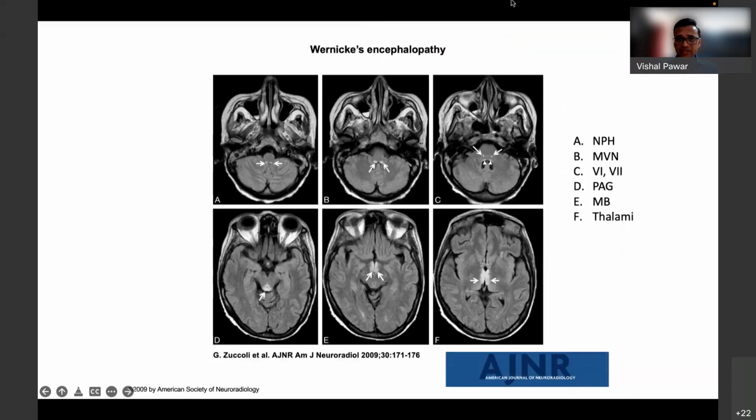And there is one entity. These are the various nuclei which can get involved in patients with Wernicke's encephalopathy. That is nucleus prepositus hypoglossi. Medial vestibular nuclei can get isolated involvement of the sixth or seventh nerve, isolated involvement of the periaqueductal gray matter, midbrain, thalami can happen. And these patients can also have involvement of the vestibular connections, and they can present with vertigo.